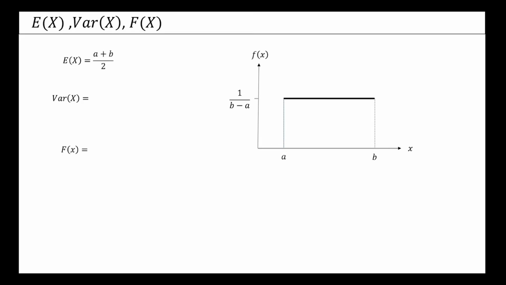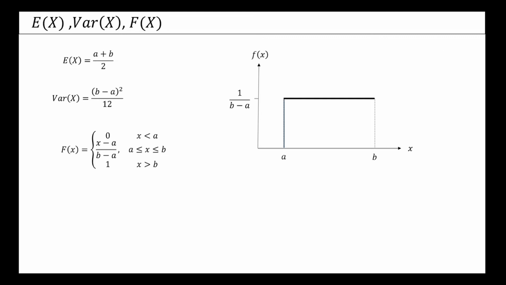To find the variance of x, yes, we can use the longer technique of finding the expectation of x squared and using the variance formula, but a standard result for the variance is going to be b minus a squared all over 12. I usually record this as the width of the rectangle squared divided by 12. And for the cumulative function, well, the cumulative function is x minus a over b minus a in between the limits a and b.